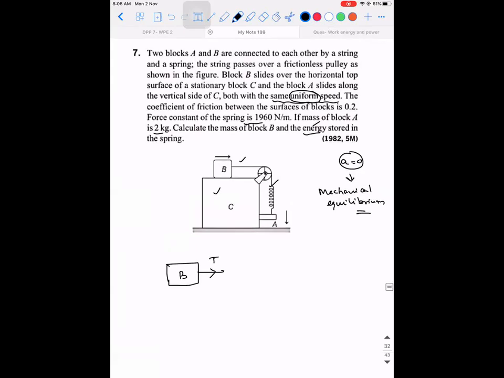They have given the coefficient of friction. The frictional force will act in the opposite direction. What will be the value of it? Mu into mass of B into g. Is there any other force acting in the horizontal direction? I'm not concerned about vertical. I know vertically it is balanced: N is equal to mB into g.